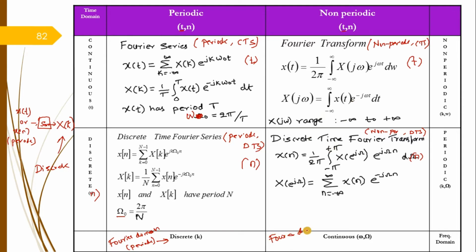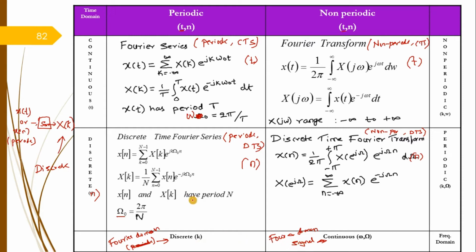The Fourier domain signal looks continuous. Okay, so here, Fourier domain was looking like the discrete, but here it is continuous. Okay, so that's a very important fundamental that you should remember.